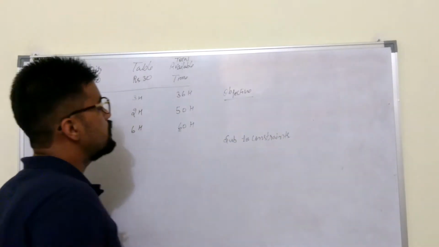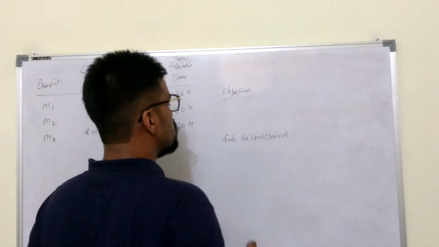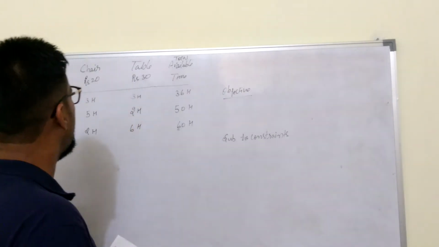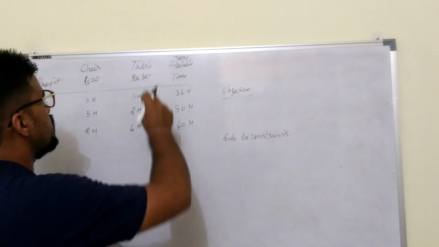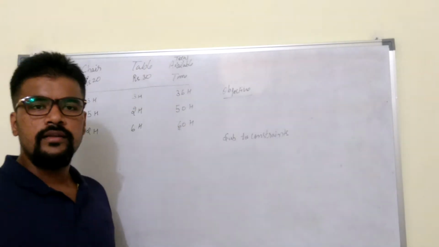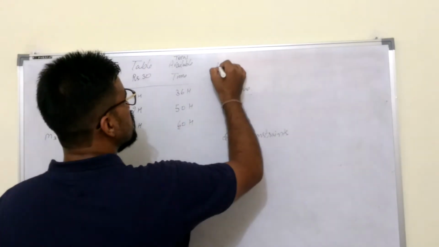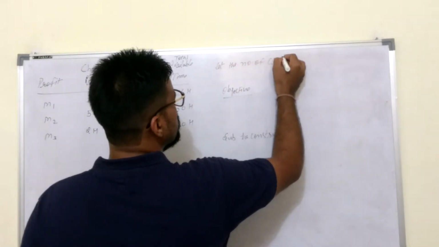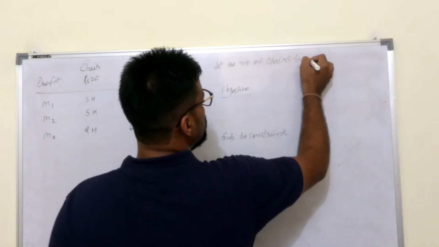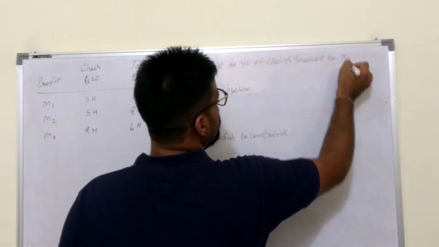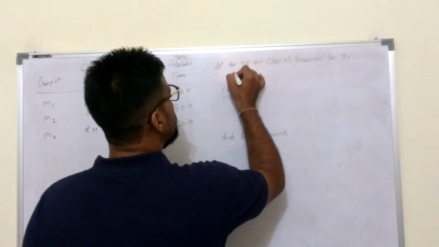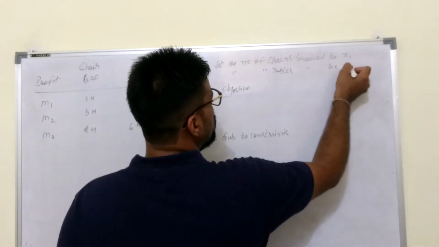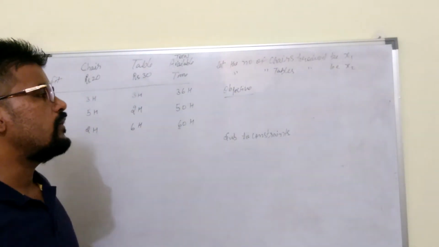Now what is the objective function and what are the subject to constraints? First of all, we need to understand what the question wants from us. The question wants us to tell how many chairs and how many tables should be produced to get the maximum profit. So let the number of chairs produced be x1, and the number of tables produced be x2.